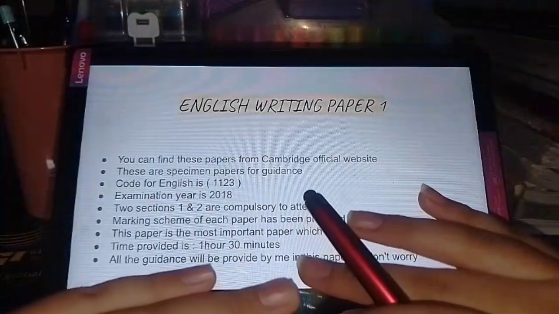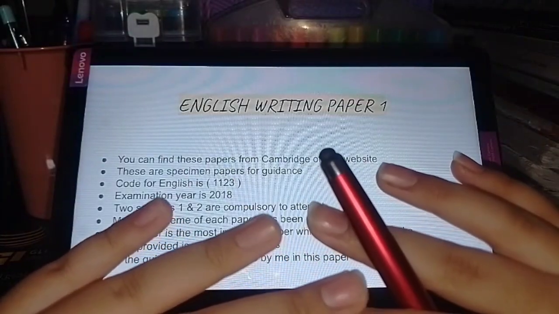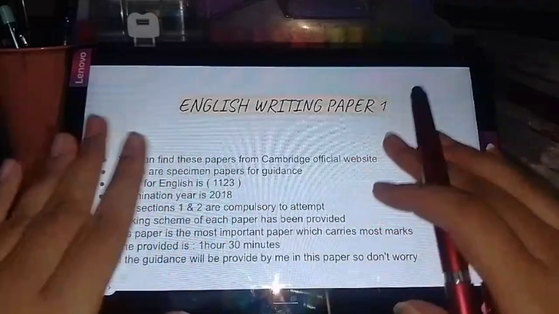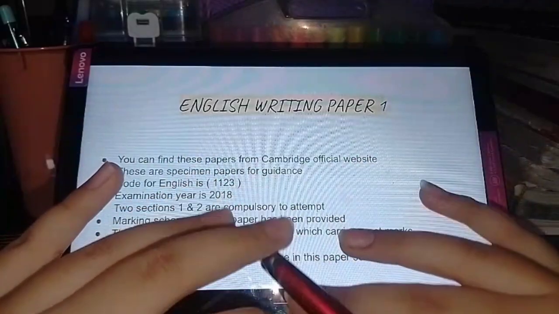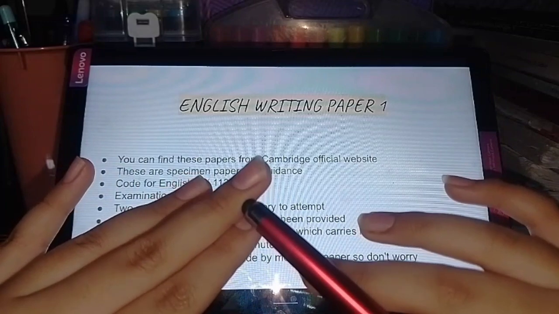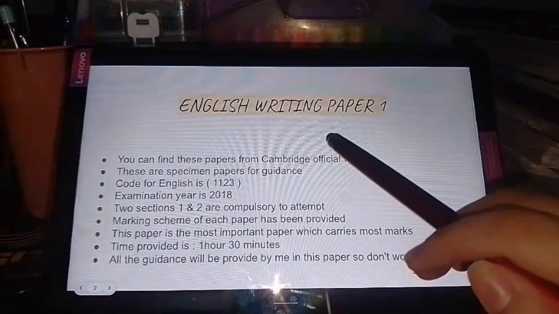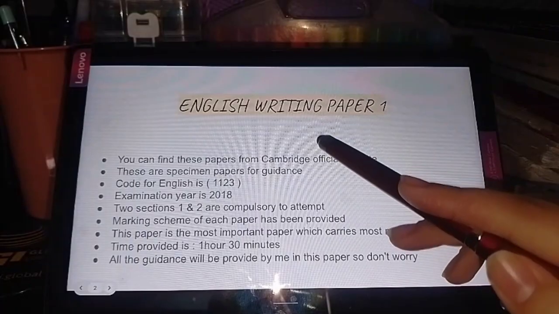Today in this video I'm going to be discussing the O-level Cambridge papers, the CIE papers. Today I'm going to be giving you all the guidance about the English paper 1, which is considered the writing paper. We're going to start off with the first pointer, which is the papers.